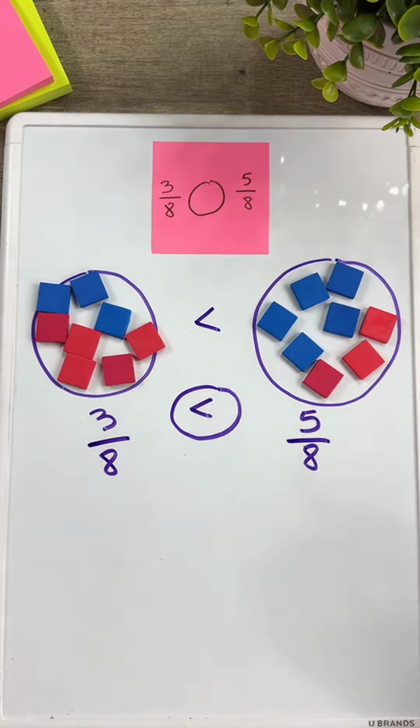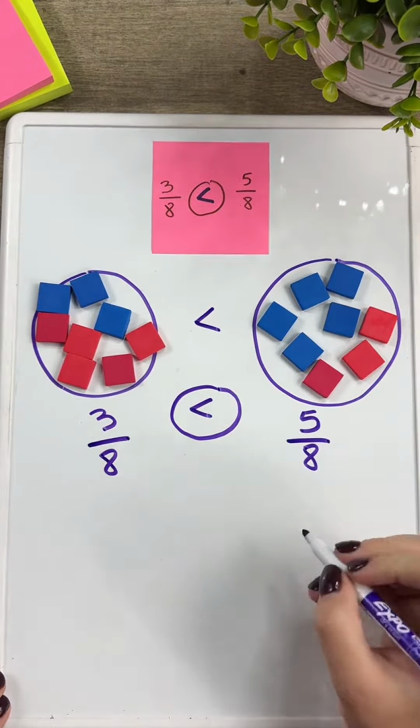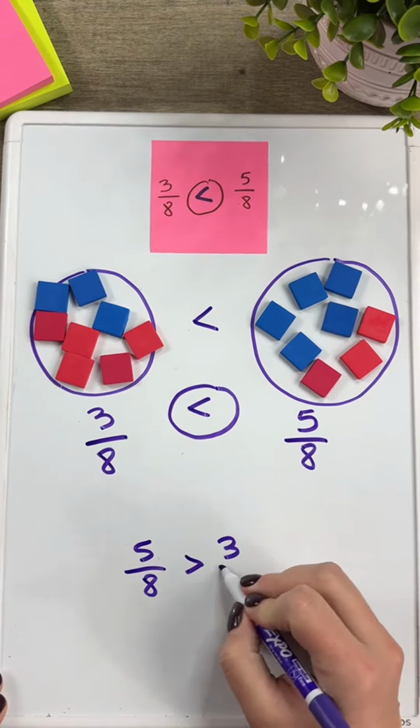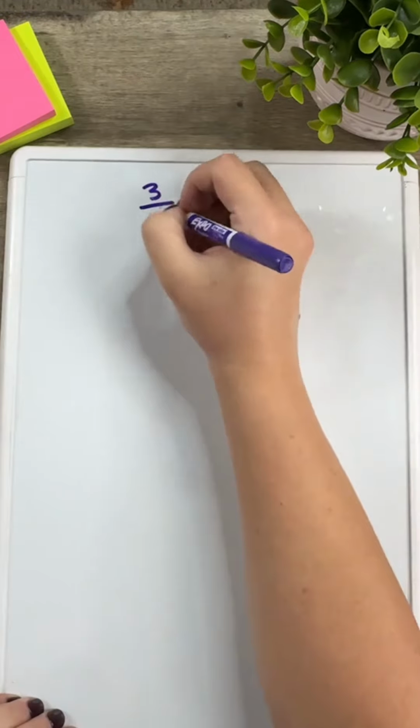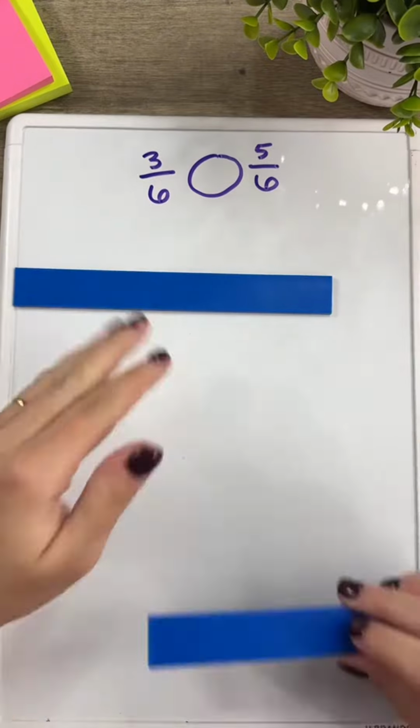When we're looking at fractions that have the same denominator, or equal size parts, then we're really just comparing the quantity of those parts, or the numerator. Let's do another example using fraction bars.